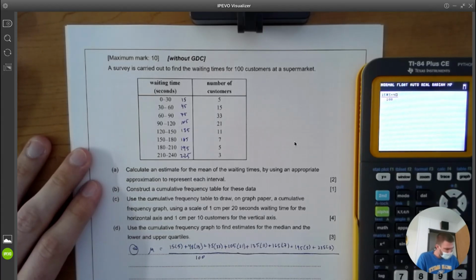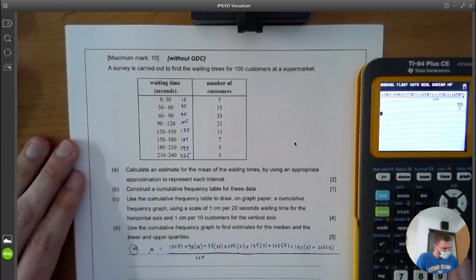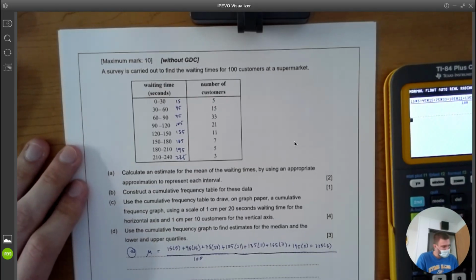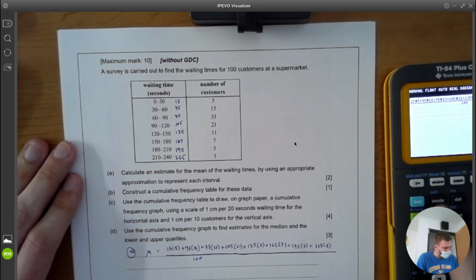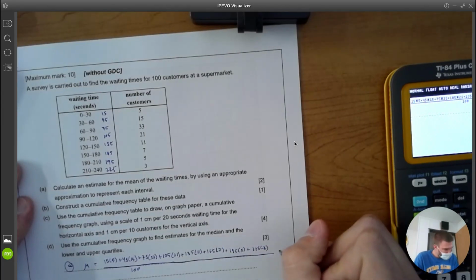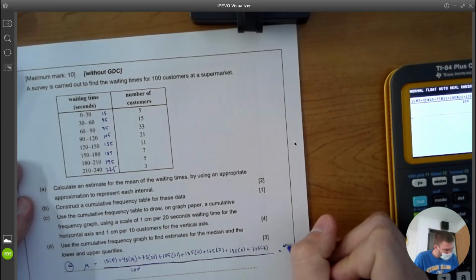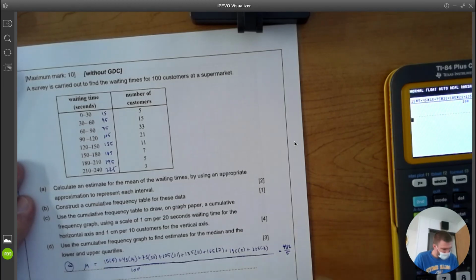15 times 5 plus 45 times 15 plus 75 times 33 plus 105 times 20, 135 times 11, 165 times 7. All right. I got a fraction. 486/5.